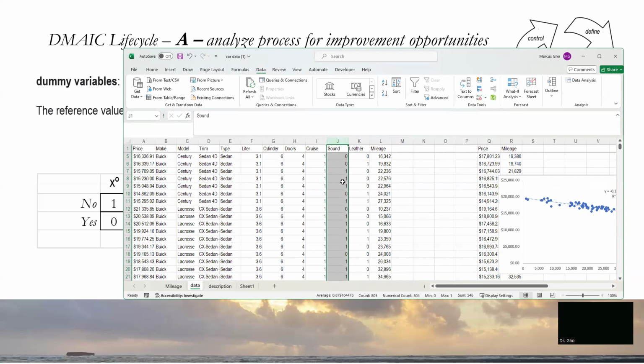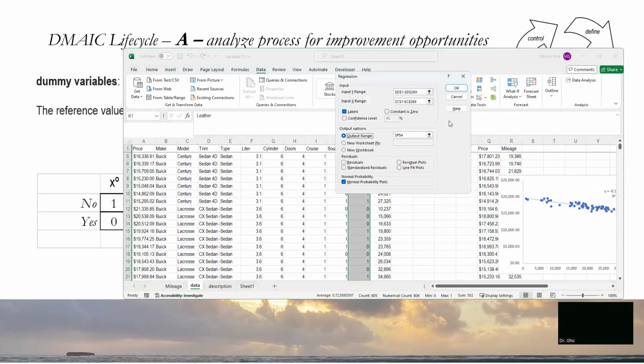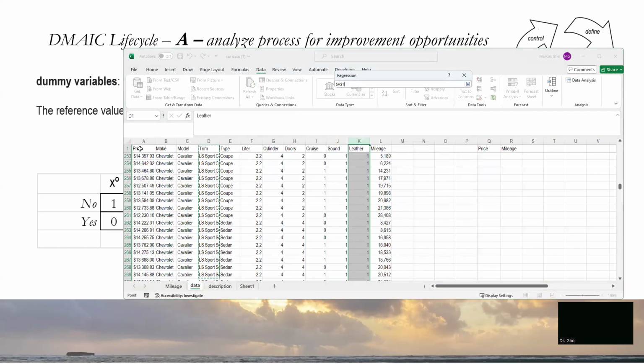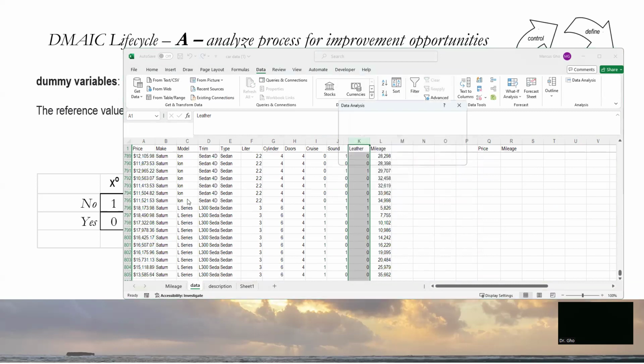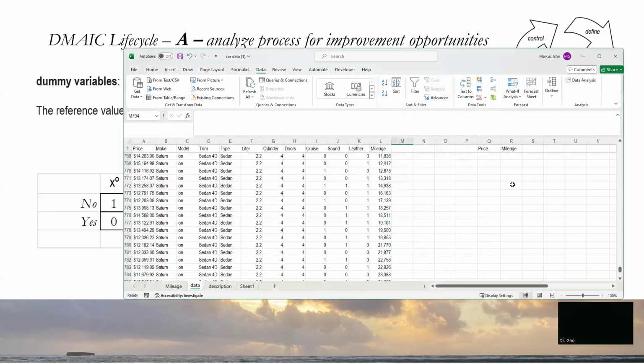With sound, if there's some sort of premium sound system or whatever that is, this will tell us the effect of having a sound system, and likewise for leather seating or not. Okay, so let's go ahead and start working on our regression. I'm going to pick the price of the car, and I'm looking at all of these cars. Actually, you know what? I'm going to add a couple of variables in here.